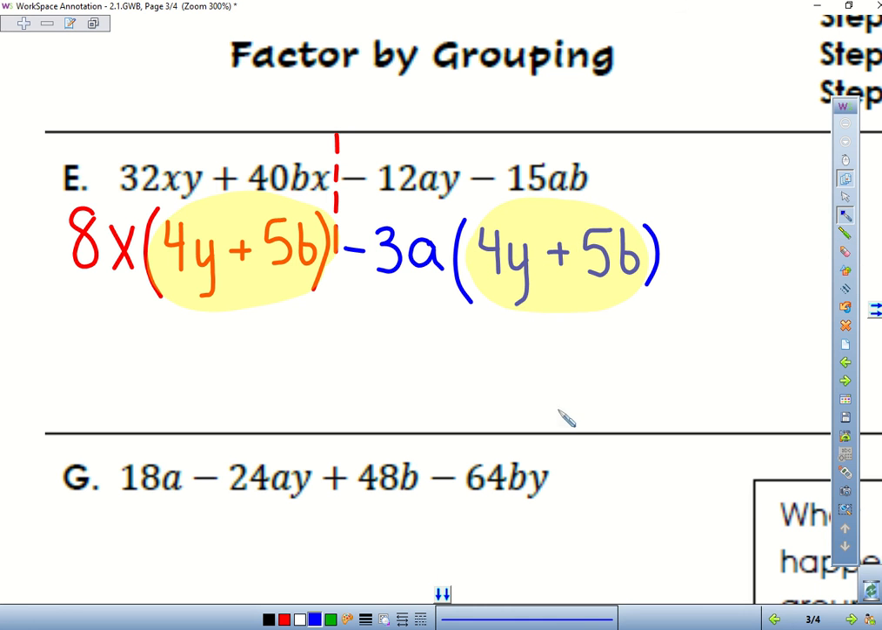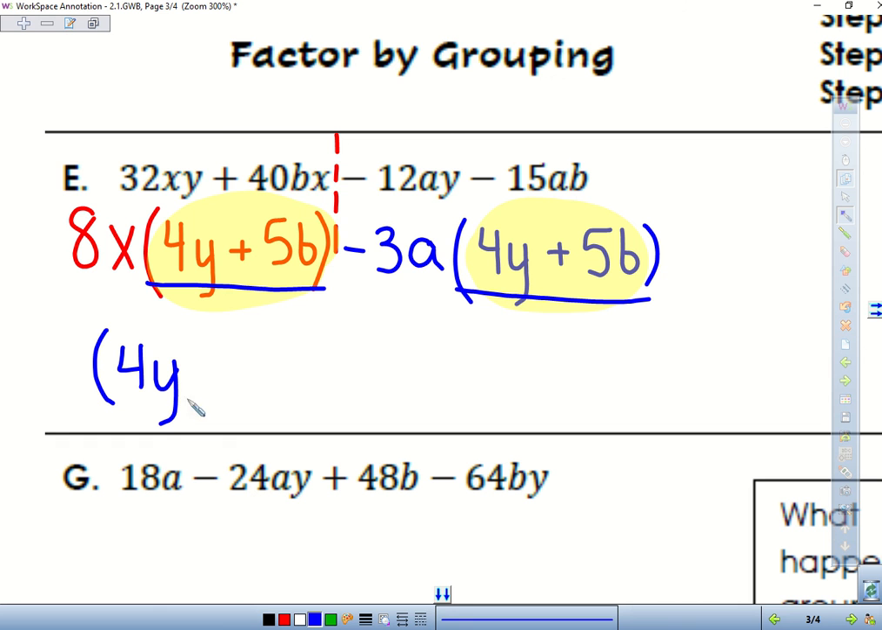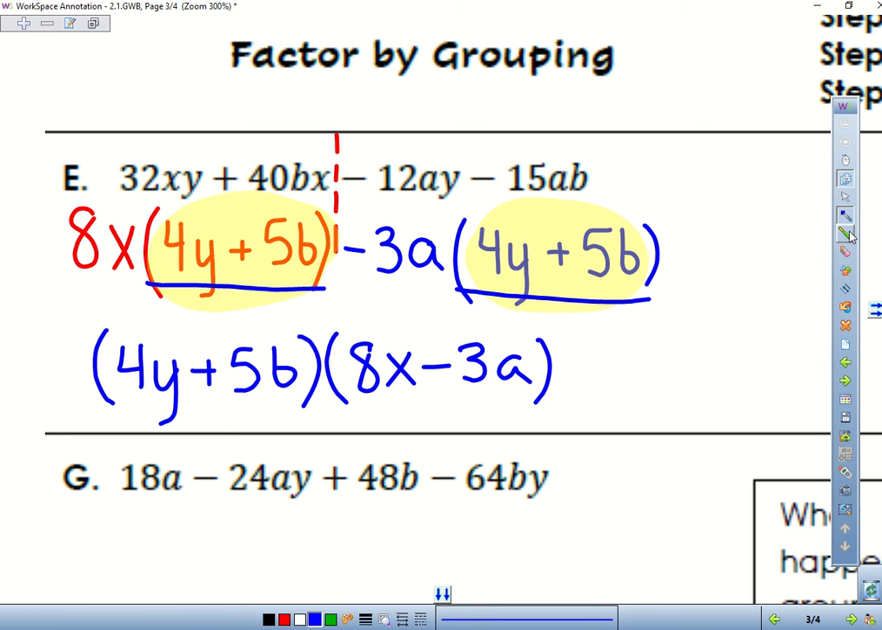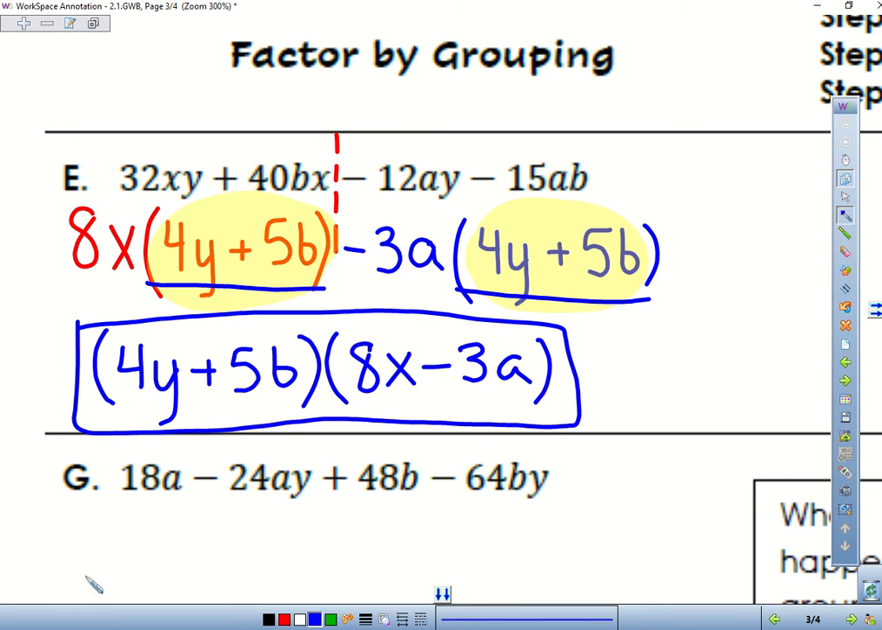So the reason that we did this is, what do you notice about these two? Oh, that they're the same. So I want you to treat what's in the parentheses like any other variable. If they both have a variable in common, what can I do with that variable? Factor them out, right? So I can take out this whole entire thing, 4y plus 5b. And then all I'm left with is the grouping of 8x minus 3a. So the way it will always look in the end is whatever you got the same thing of will be one of them, and whatever you have on the outside will be grouped together, and that's why it's called factor by grouping.